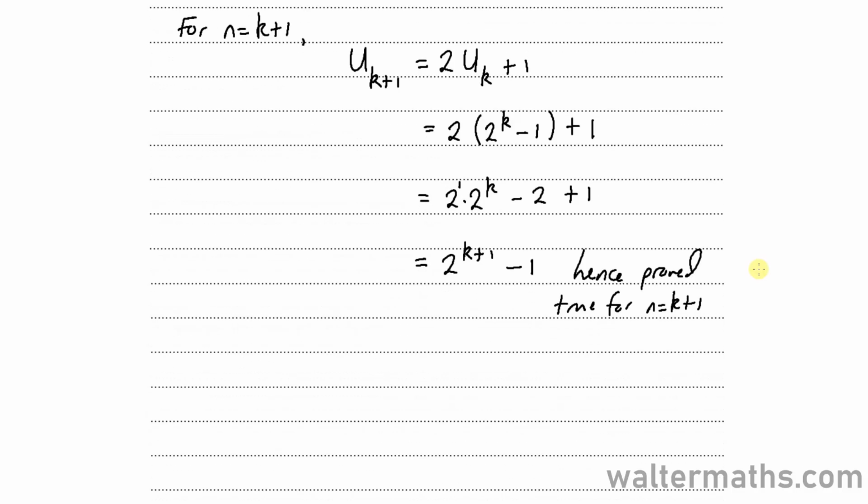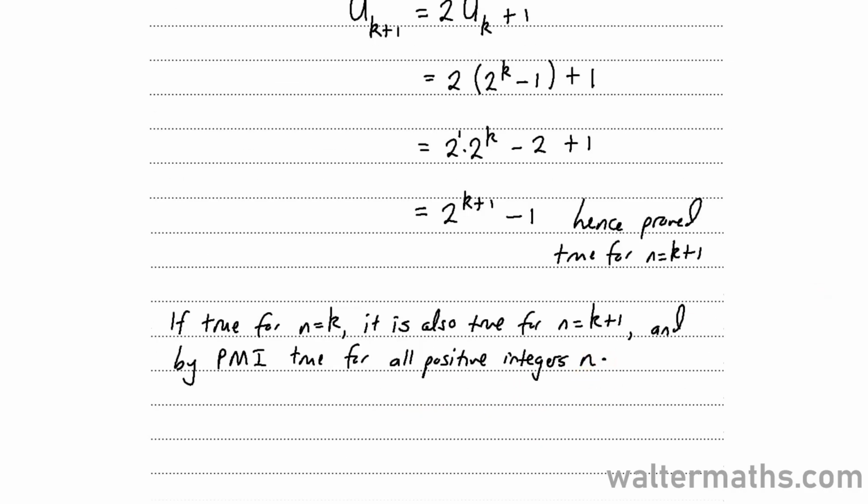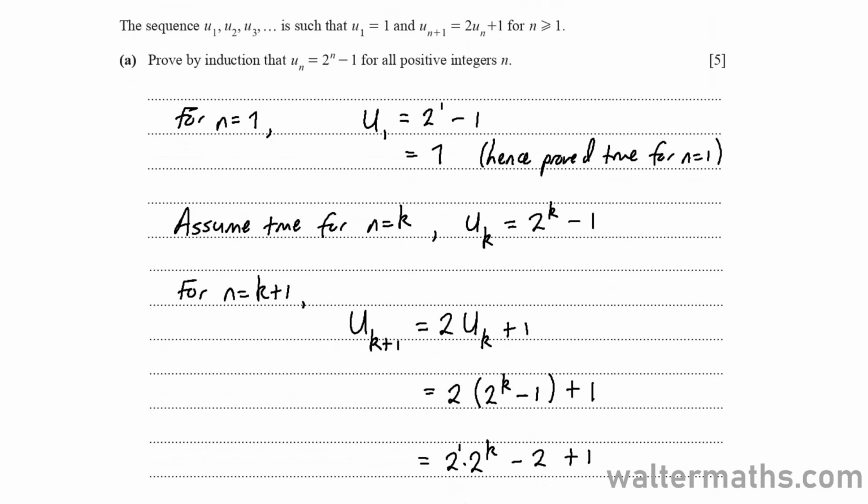So for the concluding statement, I will say, if true for n is equal to k, then it must be also true for n is equal to k plus 1, as we have proved. And therefore, by the principle of mathematical induction, it is true for all positive integers n. So that is how we handle this first part.